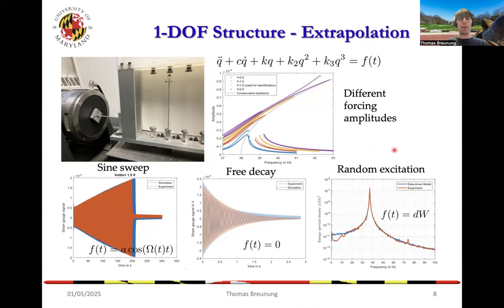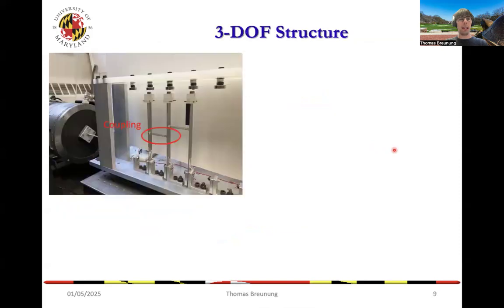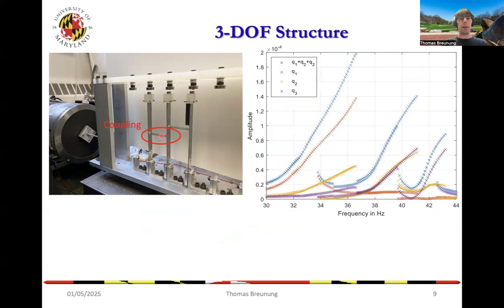You might wonder if this also works for a higher dimensional system, and the short answer is yes, we can apply it. To demonstrate that, we have studied a 3 degree of freedom structure here, so 3 cantilevers, and those springs here induce some coupling between those cantilevers. And when we measure the force response curve, we see 3 peaks. So first 1, 2, 3. And now we fit a 3 degree of freedom system to it.